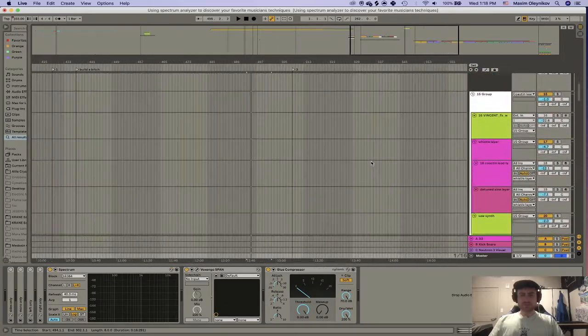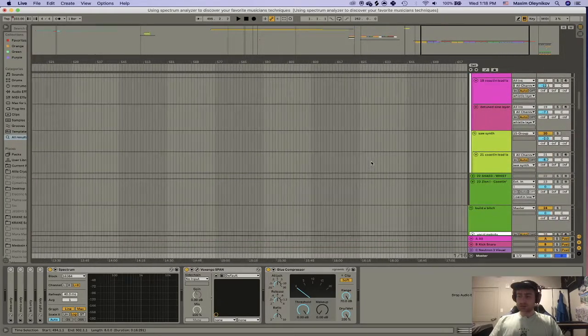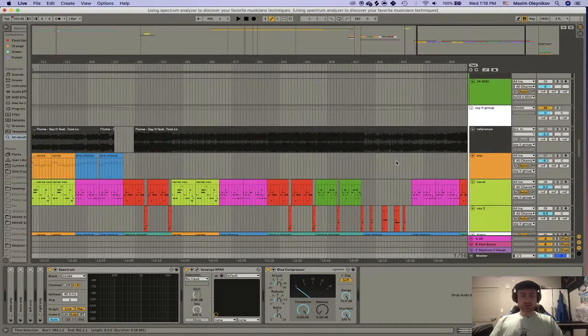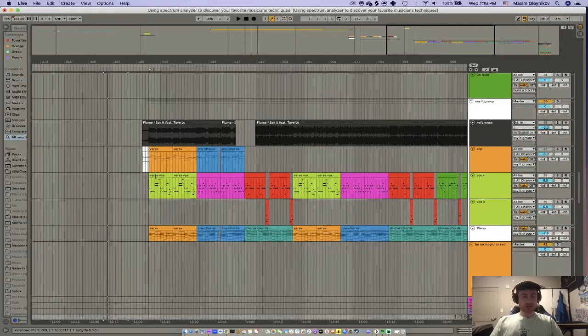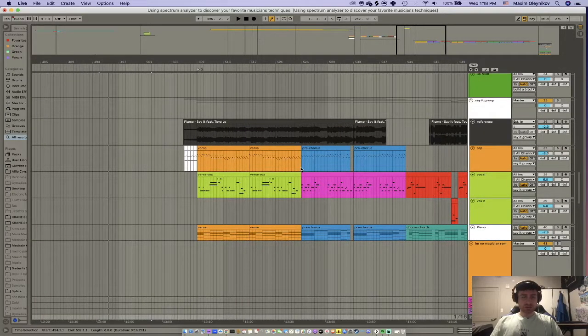Alright, for some more advanced transcription strategies, you can transcribe entire songs with chord structures. Particularly, I've been really interested recently in figuring out how vocal melodies are written, so I've been trying to transcribe vocal melodies. I actually transcribed the vocal melody from Flume's song Say It.